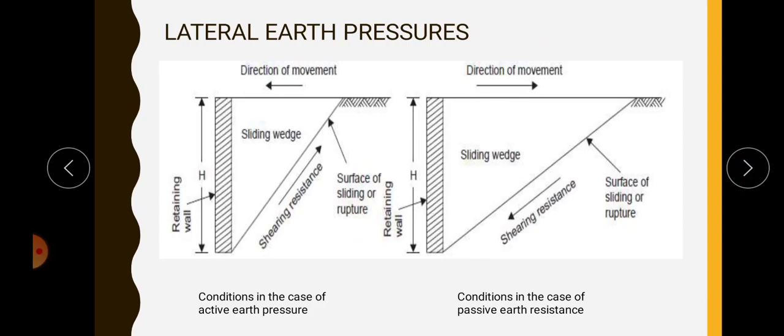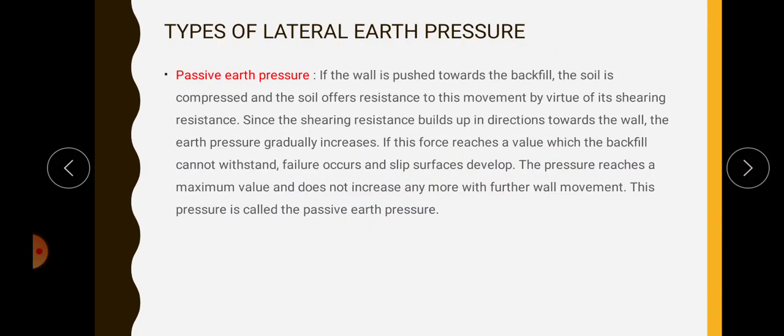Next we can discuss what is passive. I have told you, in the case of passive earth pressure, the retaining wall is moving towards the backfill soil. So what are the mechanisms? If the wall is pushed towards the backfill, the soil is compressed. Since the wall is moving towards the backfill, the soil will be compressed, and the soil offers resistance to this movement by virtue of its shearing resistance.